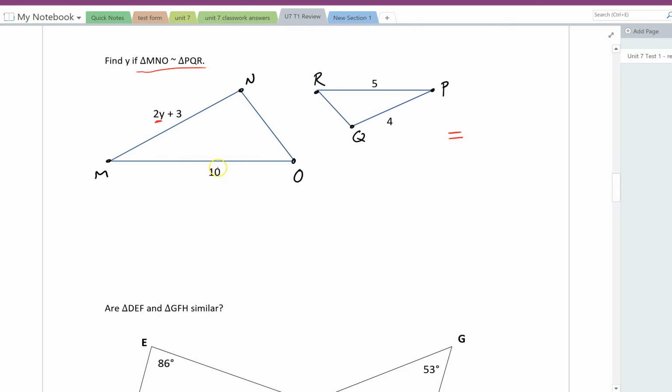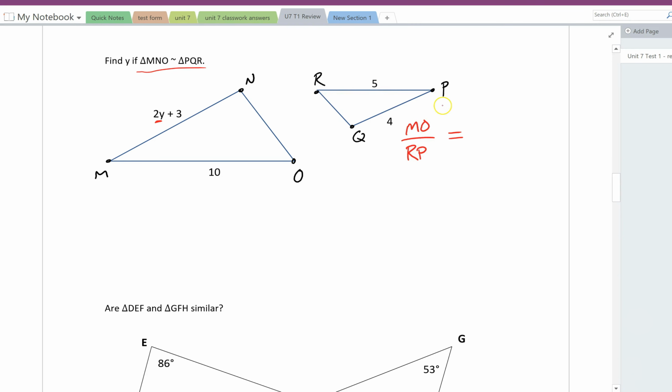Okay, so I'm looking at triangle MNO, and what's the longest side here? Well, I know it's not NO. If I compare MN to MO, I can see that if I sort of like rotated this one down, it would stop right here. And so what that means is MO is my longest side on the big triangle. Okay, so I'm going to start setting up my ratio. MO corresponds with which side on PQR? Well, the longest side I can see between these two is definitely RP, right? It's 5, whereas QP is 4.